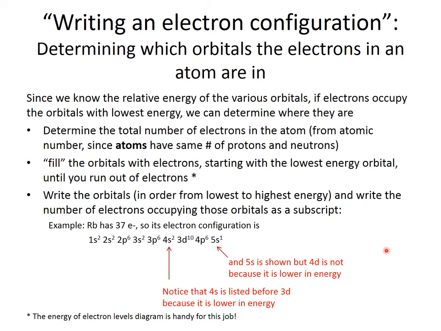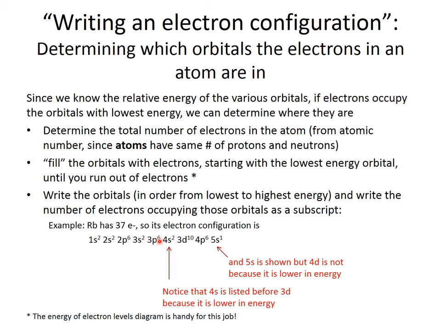Again, I want to write the orbitals in order from lowest energy to highest energy, and then I'm going to use a subscript to put how many electrons are in there. So this means that in rubidium, which has 37 electrons, we're going to put 2 electrons in the lowest energy orbital, which is the 1s orbital. We move up to the next higher energy orbital, which is 2s, and it has 2. When I move up to the 2p orbital, remember there are 3 p orbitals, so it can hold a total of 6. 3s, 2, 3p, 6, and here's where I have to watch out.